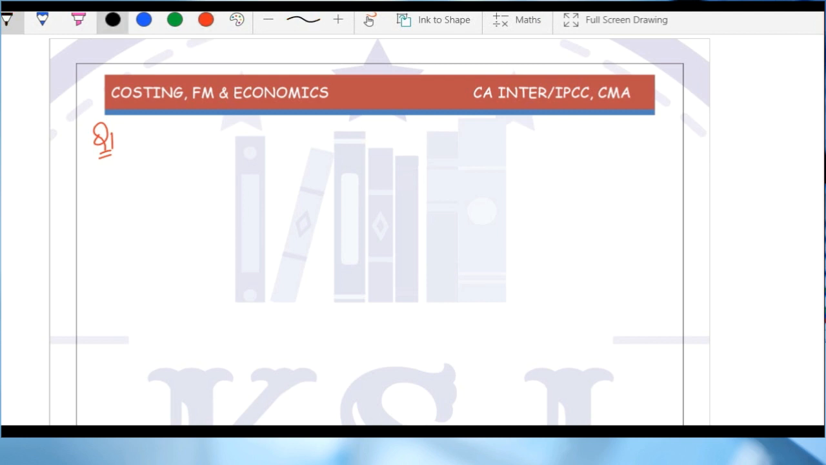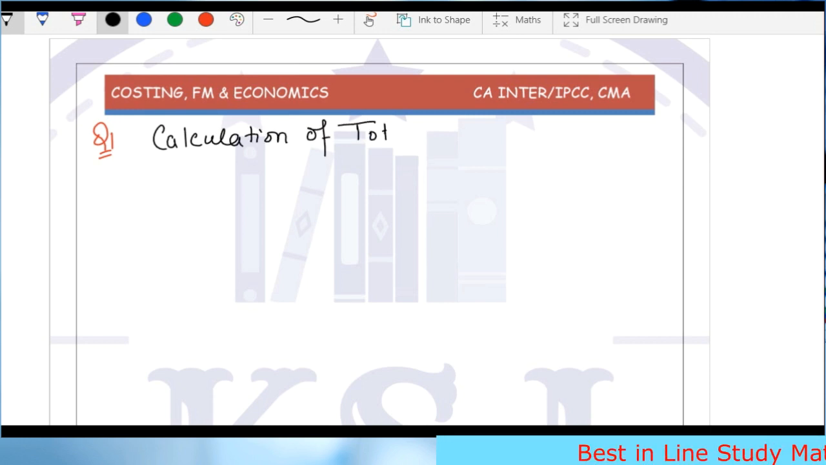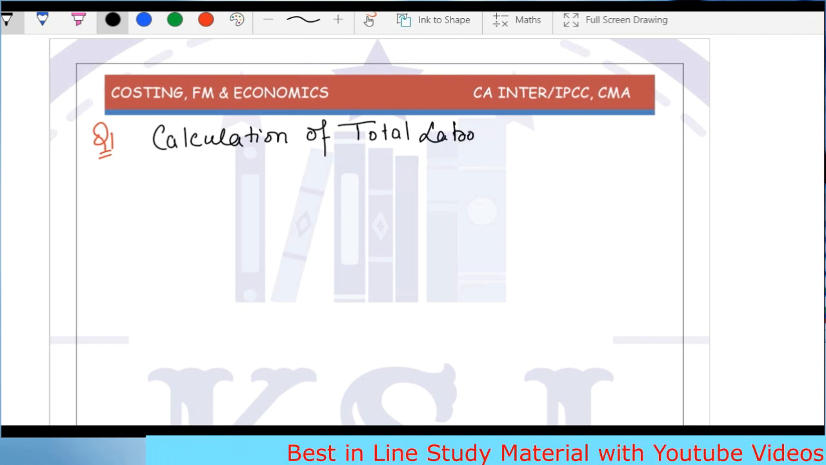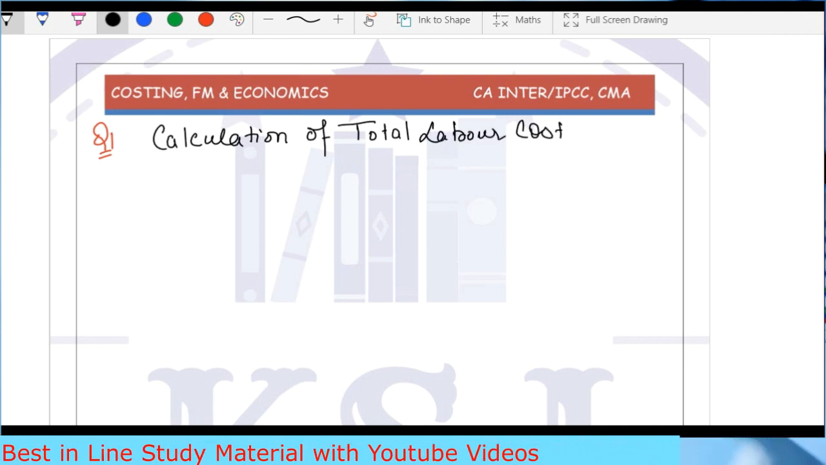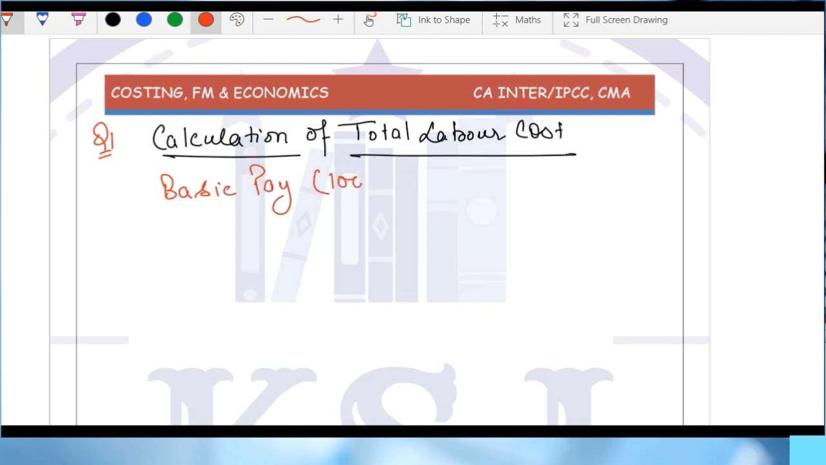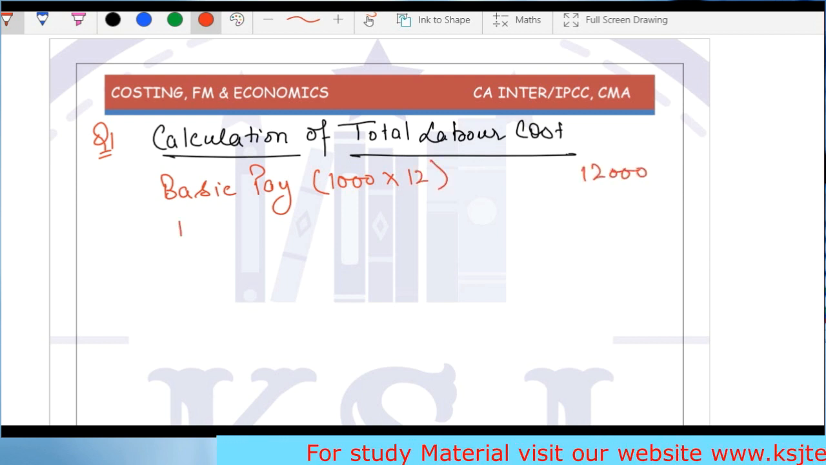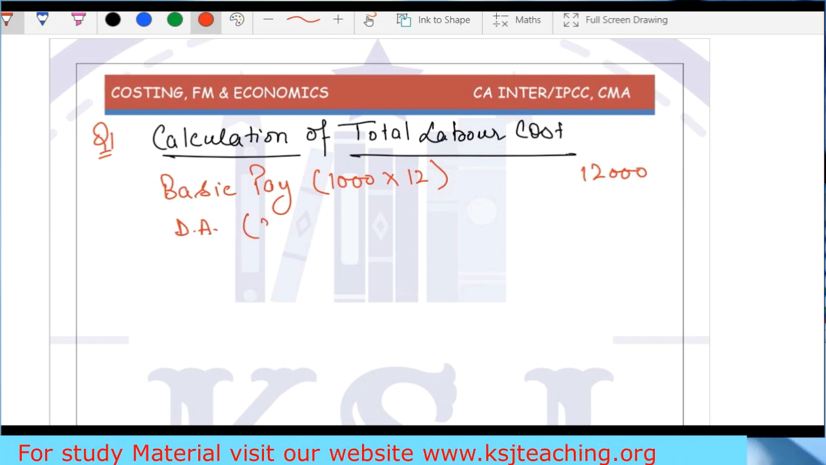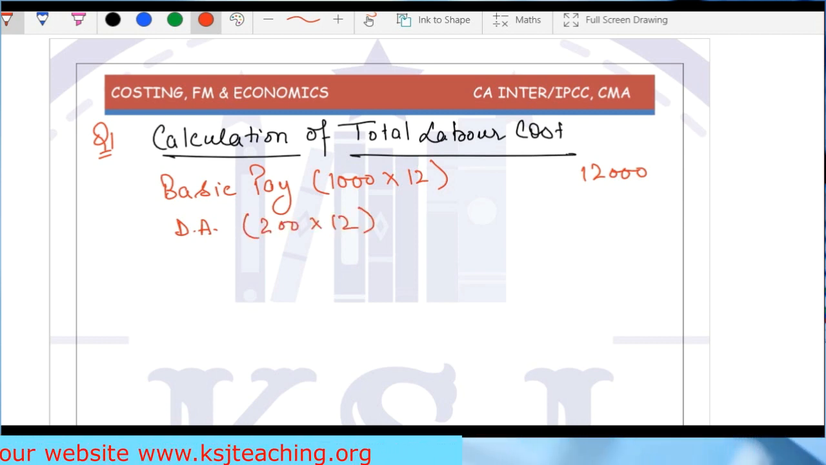First we'll say calculation of total labor cost. Basic pay. What is basic pay, sir? Basic pay is 1000 rupees per month. So that means 1000 multiplied by 12. So total is 12,000. Then you have DA. DA is given as 200 per month. 200 multiplied by 12. That is 2400.